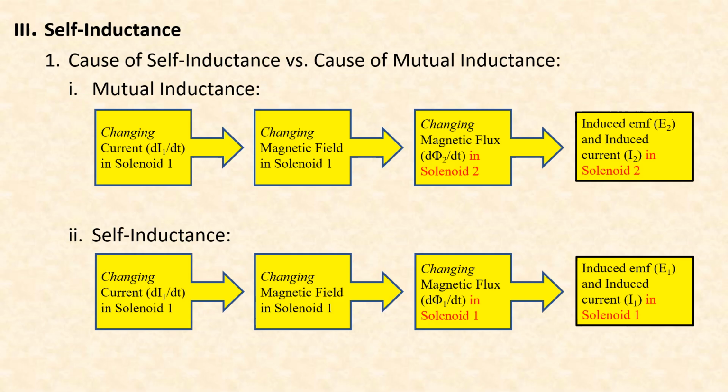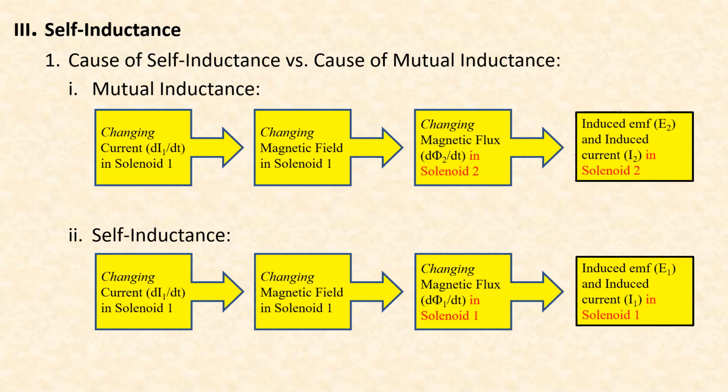So if we speak in general of inductance as being the phenomenon whereby an EMF and current is induced as a result of a changing current in a coil, we see that while a changing current in a given coil can induce an EMF in a different coil, this is what we consider to be mutual inductance.